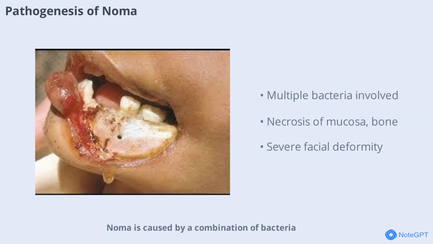Noma is caused by a combination of bacteria, primarily Fusobacterium necrophorum and Prevotella intermedia, interacting with other oral pathogens. The infection leads to necrosis of the oral mucosa and underlying bone, resulting in severe facial deformity. Early recognition and aggressive treatment are critical to improving outcomes and preventing death.